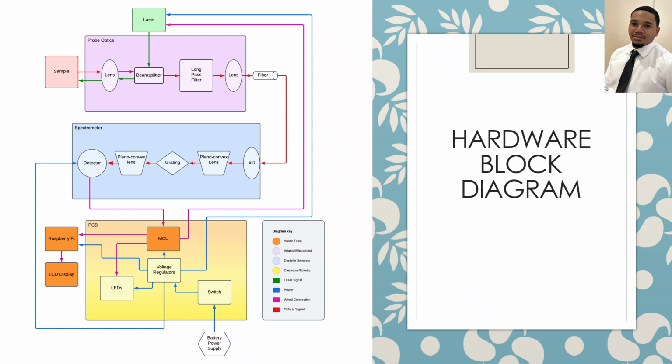This hardware block diagram depicts the general flow of our system design. The top two segments of the diagram detail the optical layout, and the bottom segment displays the layout of the electronic and software components.